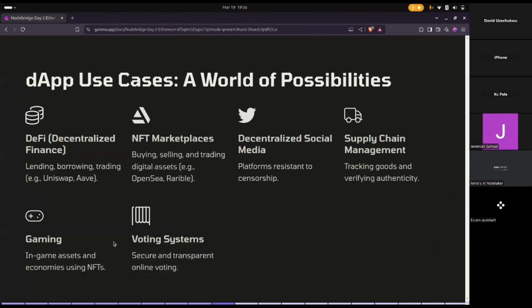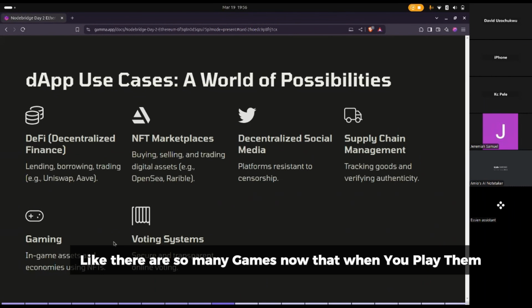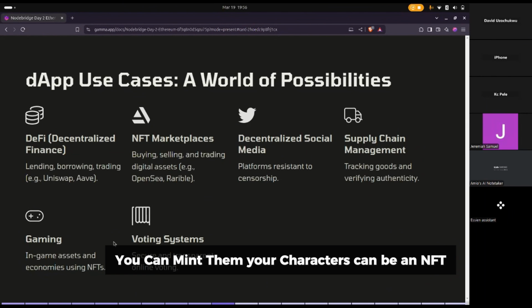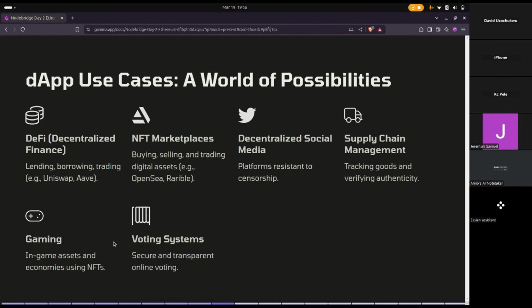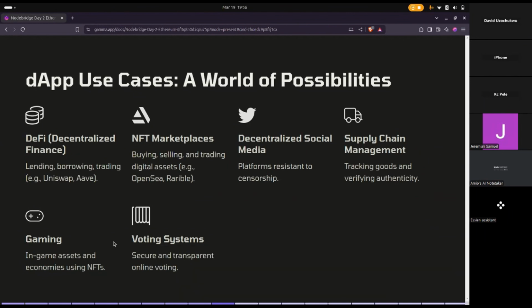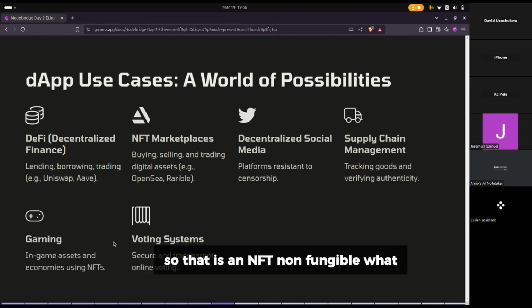Yeah. So we have games, asset economies using NFTs, Polkadot, so many of them. There are so many games now that when you play them, the points you get, you can mint them. Your characters can be an NFT. You can sell them out. And then some of you might be asking, what is NFT? It is just like the way we have our traditional art, but this one is on the internet, and it is unique, and it can be traced to where the source came from. So that is an NFT, non-fungible token. So you can't duplicate it.